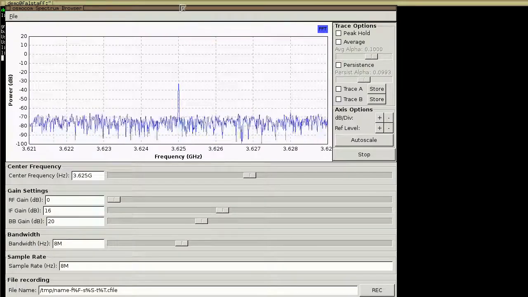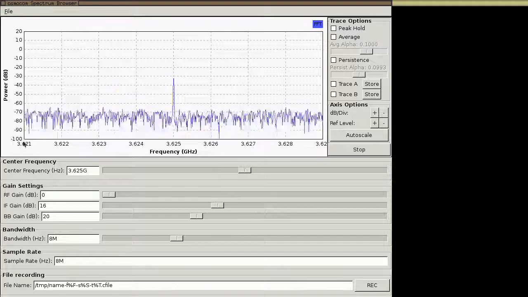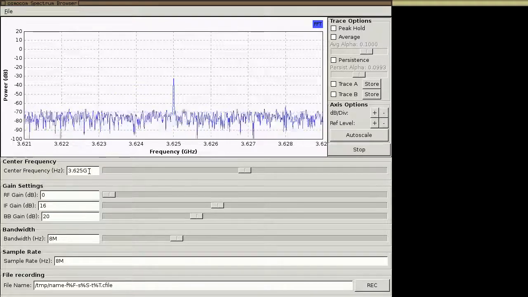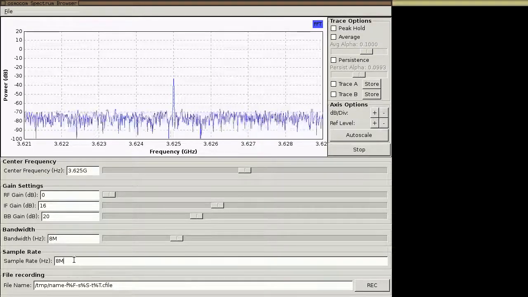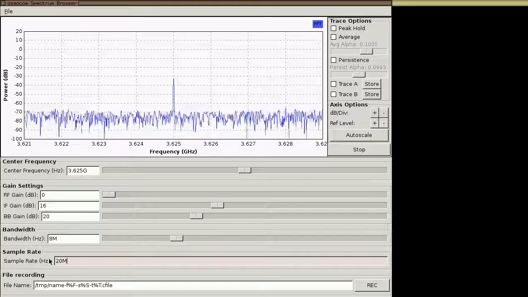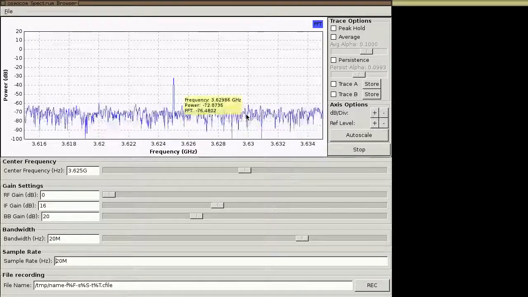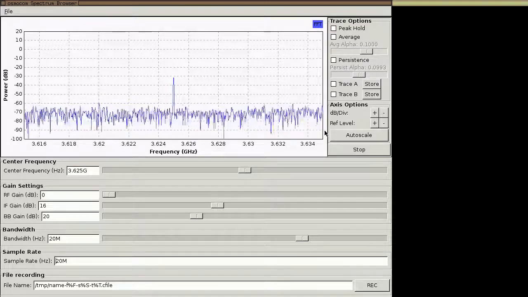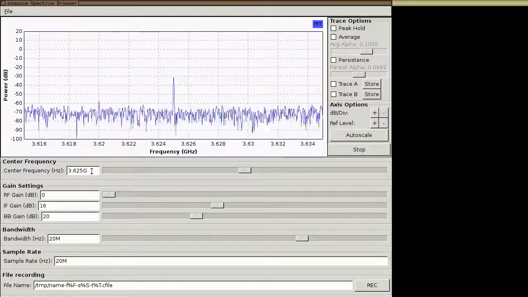Now Osmocom FFT starts up and immediately displays an FFT. It's 8 megahertz wide, centered at 3.625 gigahertz in this case. Now if we want to see 20 megahertz wide, all we have to do is type in 20 million for the sample rate, and now we see a much wider bandwidth. And this will help us if we're looking around for a signal and don't know what frequency to start at.